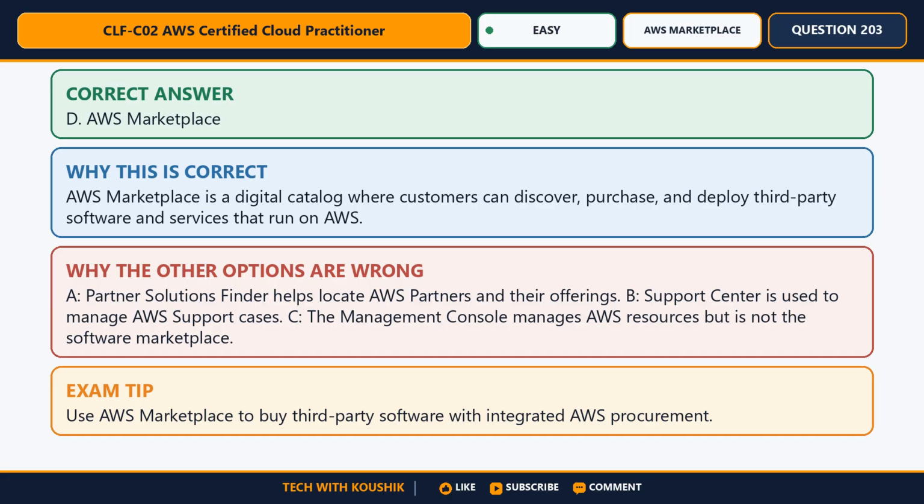A. Partner Solutions Finder helps locate AWS partners and their offerings. B. Support Center is used to manage AWS support cases. C. The Management Console manages AWS resources but is not the software marketplace. Exam tip. Use AWS Marketplace to buy third-party software with integrated AWS procurement.